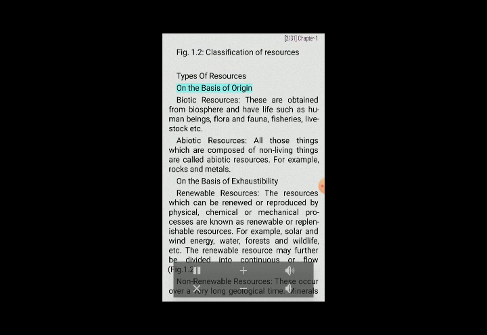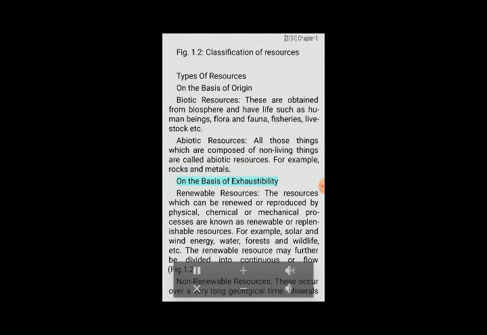Types of resources. On the basis of origin. Biotic resources. These are obtained from biosphere and have life, such as human beings, flora and fauna, fisheries, livestock, etc. Abiotic resources. All those things which are composed of non-living things are called abiotic resources. For example, rocks and metals.